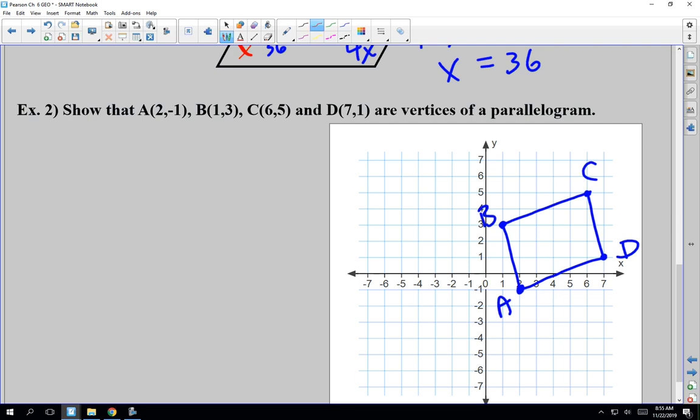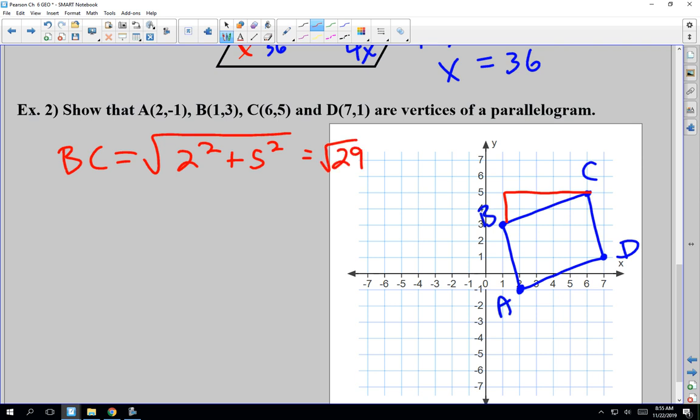So here's how this works. Going from B to C, I go up 2 and over 1, 2, 3, 4, 5. So let's say BC is equal to the square root of 2 squared plus 5 squared, or square root of 29. So what I want to do is prove BC is congruent to AD. Okay? 1, 2, 3, 4, 5, and then 1, 2. So I already know AD is equal to the same thing, square root of 2 squared plus 5 squared, which equals square root of 29.